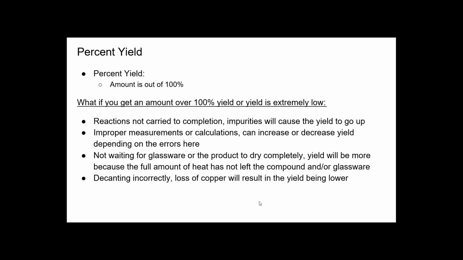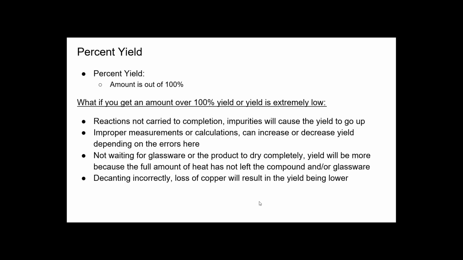Improper measurements or calculations. Depending on what you do, this is kind of on its own. I can't give more explanation to this because people transpose numbers. They don't wait properly for balances to tare. Just a lot of things here. So this can go up or down. Not waiting for glassware or the product to dry completely. In this lab, things will be heated or steamed. You have to wait for these items to come to room temperature. If they don't, heat's still leaving.